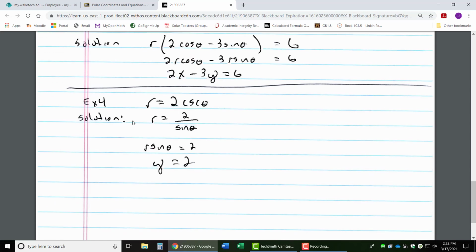Our final example, r equals 2 cosecant. Use the reciprocal identity. Again, denominator, multiply to the left. Substitute with the SOHCAHTOA, y equals 2. And those are the polar equations.